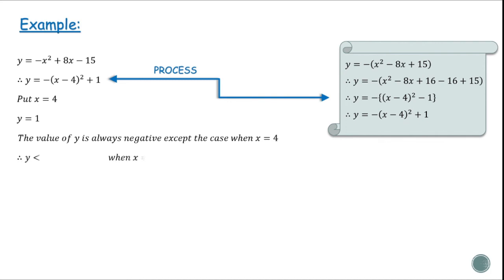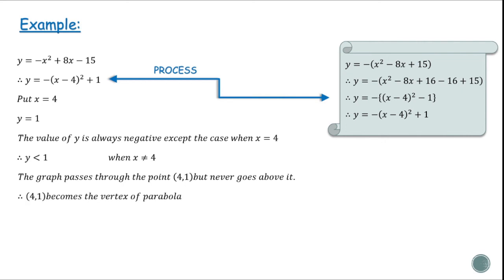So we can once again say that the y value will be less than 1 when x is not equal to 4. For values of x other than 4, y will always be less than 1, which draws us to the important result that once again the graph is passing through this point, x equal to 4, y equal to 1, but it never goes above it. So once again this becomes your vertex of the parabola, and x equal to 4 becomes your axis of symmetry.